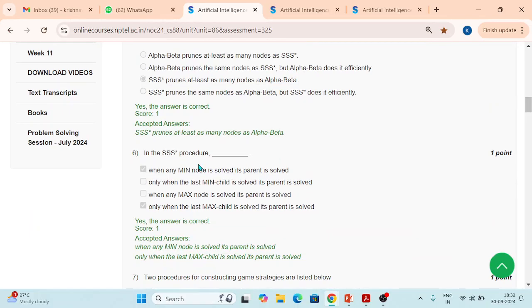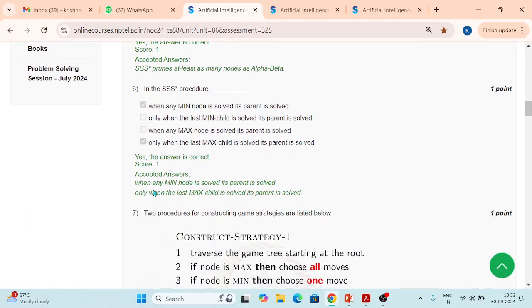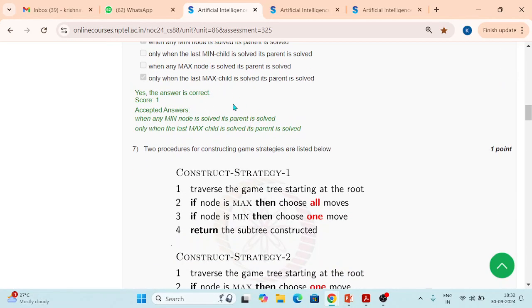In the SSS procedure we have two things. When a minimum node is solved, meaning any one minimum node is solved, its parent is solved. But when the last max child is solved, its parent is solved. For minimum, any one is enough to solve the parent, but for max, all the max nodes have to be solved for the parent to be solved. We'll see that whenever we solve SSS.